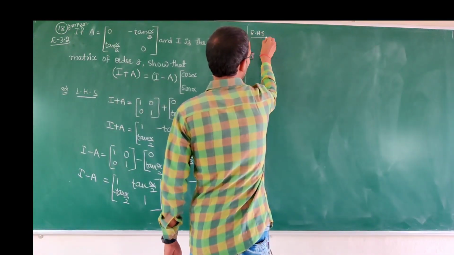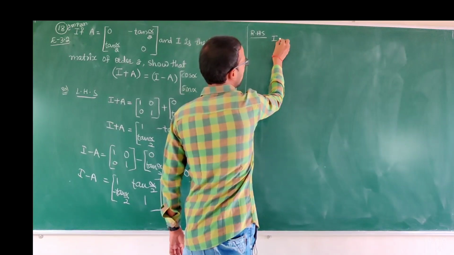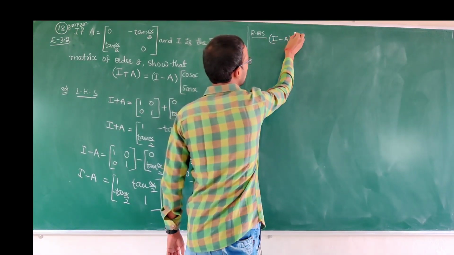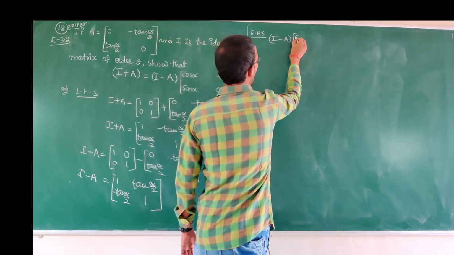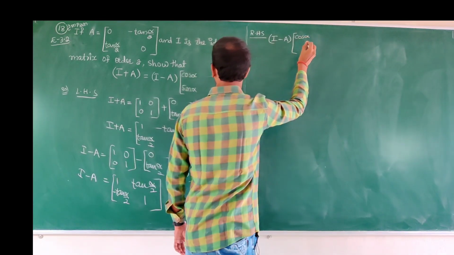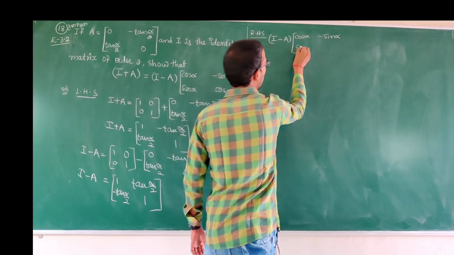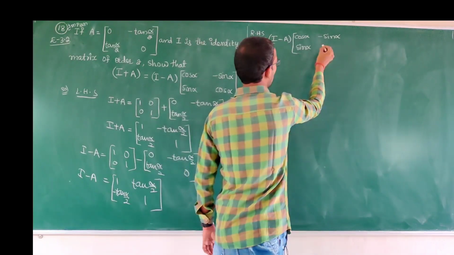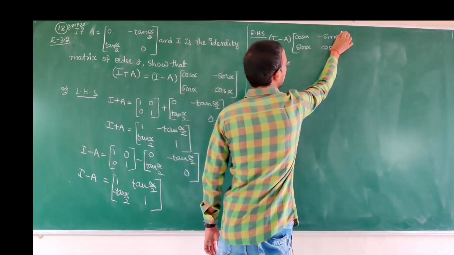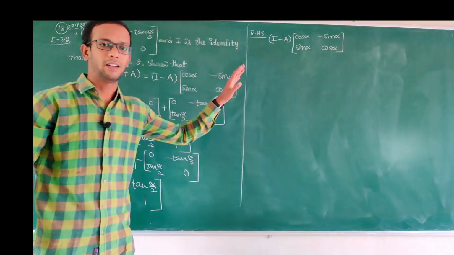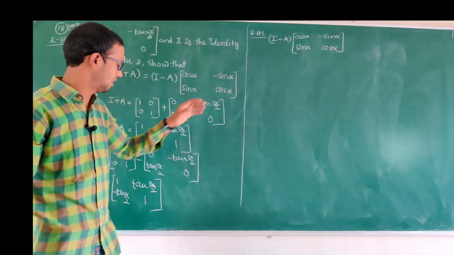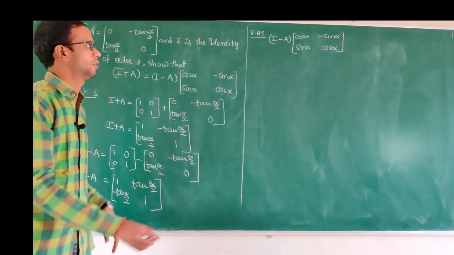RHS: I minus A into cos alpha, minus sin alpha, cos alpha. So the RHS part, the I minus A matrix is there. You have to substitute the I minus A matrix here.